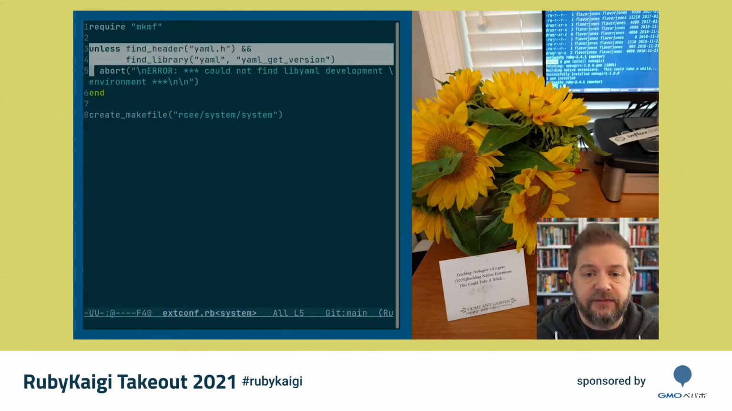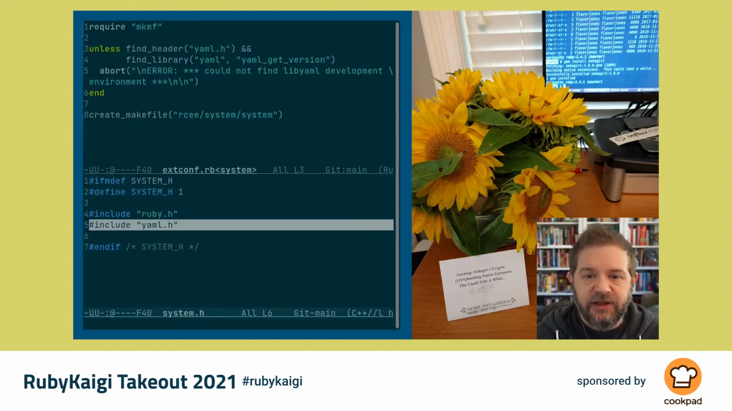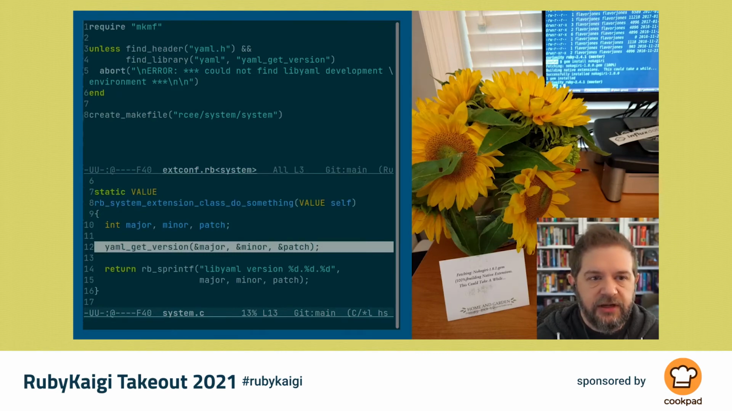Looking at the extconf, it's very similar to the isolated gem, except that it has a new stanza, find_header and find_library. These are helper methods, which will search your system's standard directories looking for files, and if it finds them, it'll make sure that the compile step will pull in the header file and the link step will pull in the library. We specifically ask it to look for yaml.h because that's what our C code includes. And then we also ask it to look for a library named libyaml and check that it has a method yaml_get_version because that's what we're calling.